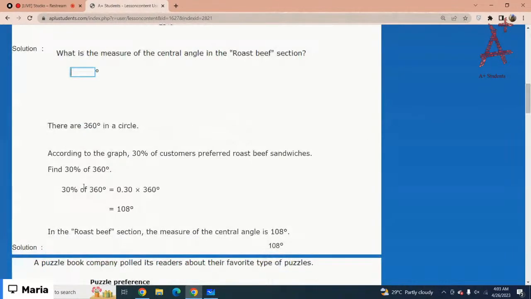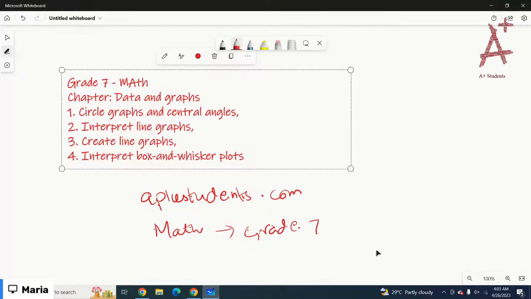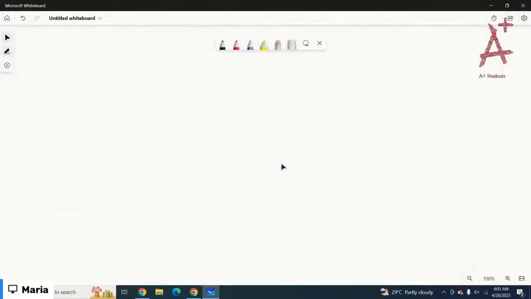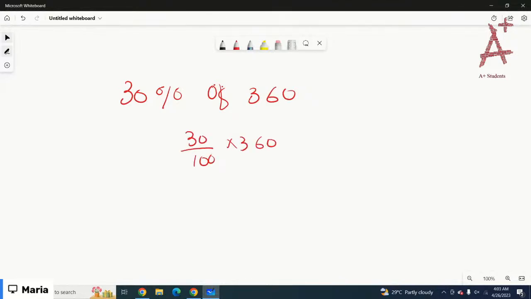You have to calculate 30% of 360. So basically 30% means it is 0.30. So just do 0.30 times 360. That means the angle on 30% is 108 degrees. You know how to calculate the percentages. 30% of 360, that means 30 divided by 100 times 360. Just multiply and find the answer. It would be 108 degrees.